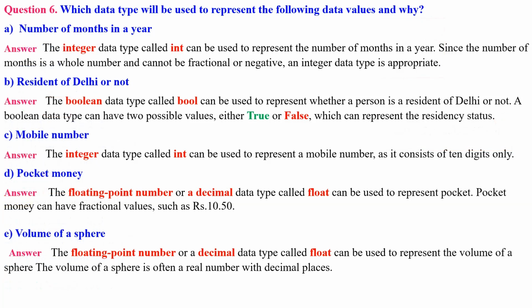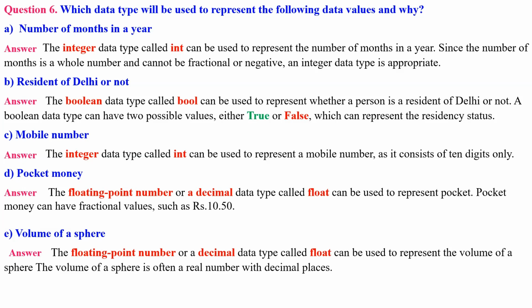Question number 6. Which data type will be used to represent the following data values and why? Question A. Number of months in a year. The integer data type called int can be used to represent the number of months in a year. Since the number of months is a whole number and cannot be fractional or negative, an integer data type is appropriate.